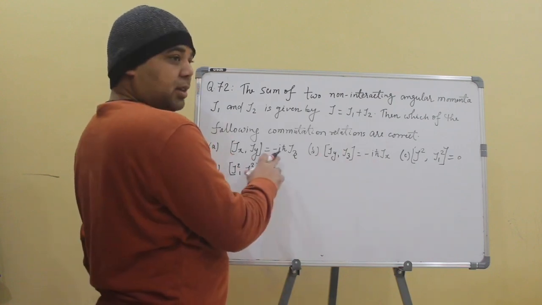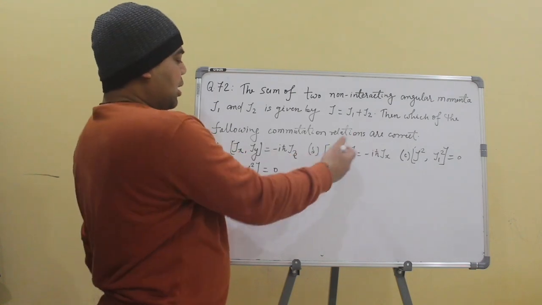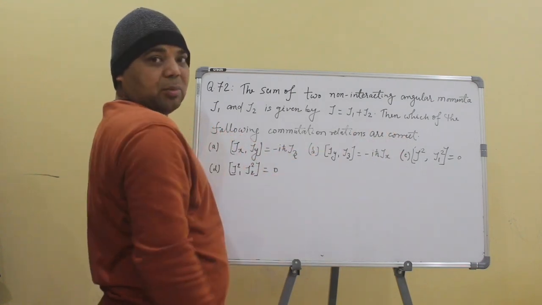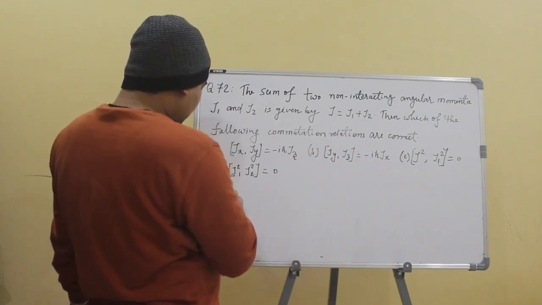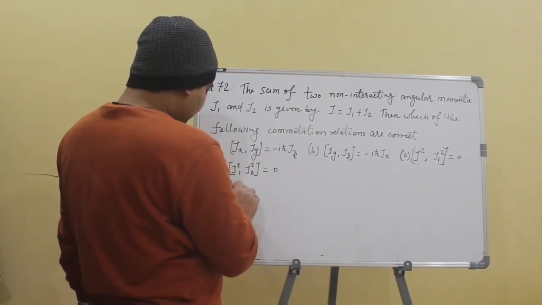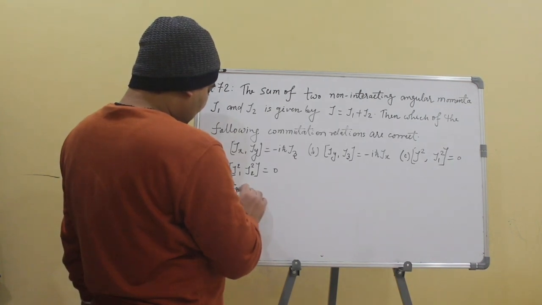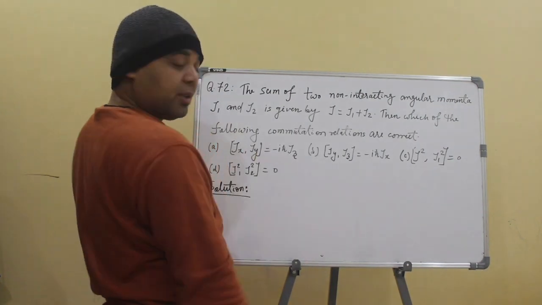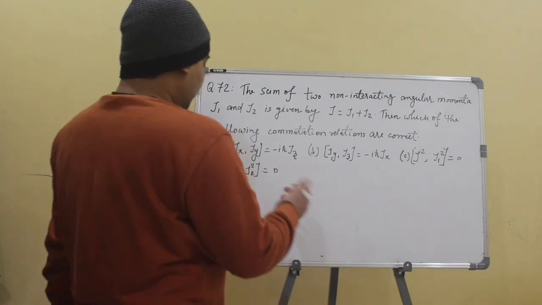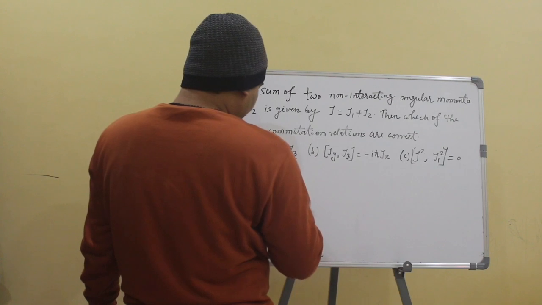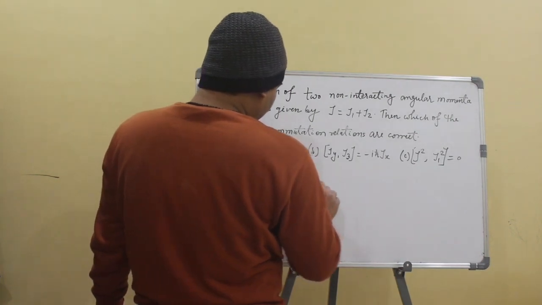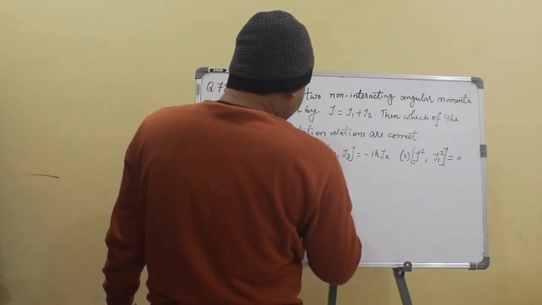Let us take the first one, Jx and Jy, and then we will go to the others one by one. We will look at all of them one by one, right? So let us start. The first one says [Jx, Jy] equals what? Let us take the LHS for A.